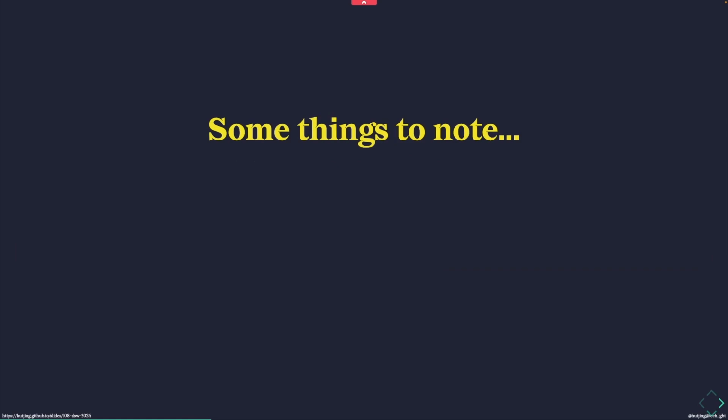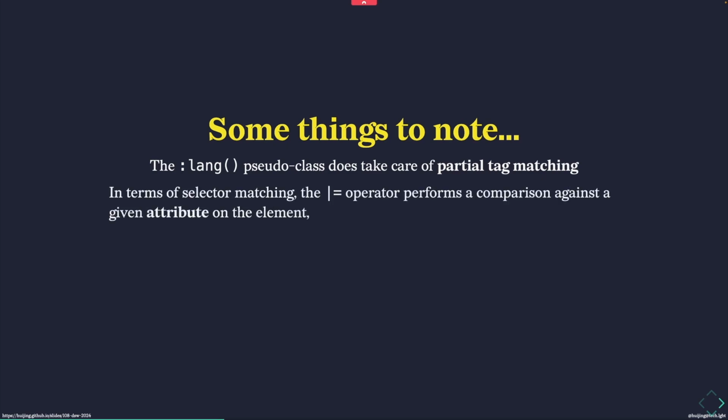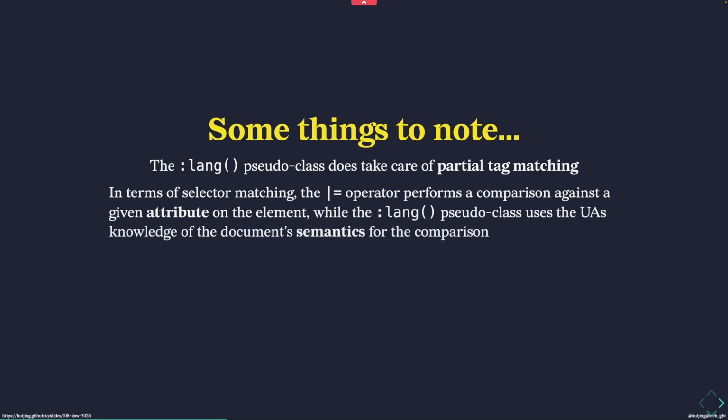Now, a couple of things to note here is that if you choose to use the lang pseudoclass, partial tag matching is already taken care of. For example, there's the main Chinese language tag ZH, but then there's also kind of like sub-language tags like ZH-Hant, ZH-Hans, and so on, that come after a dash. So if you wanted to match ZH in a document with different extended Chinese language tags, that just works out of the box with the pseudoclass. As for the mechanics of matching, the attribute selector operates based on the attribute of the element, while the pseudoclass makes use of the document's semantics.